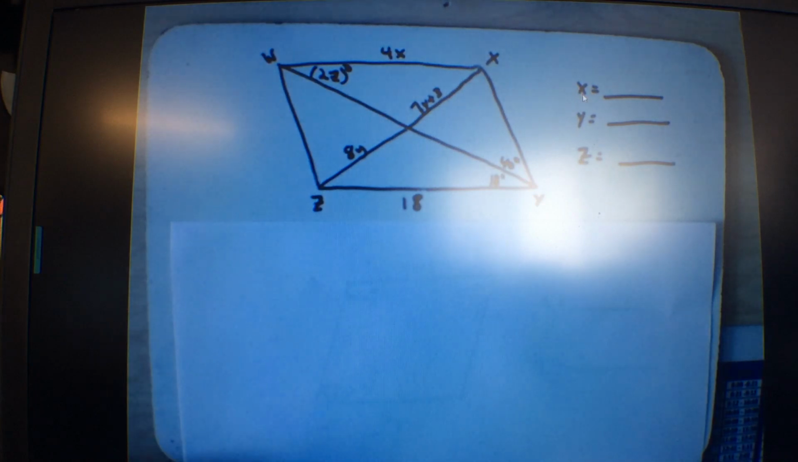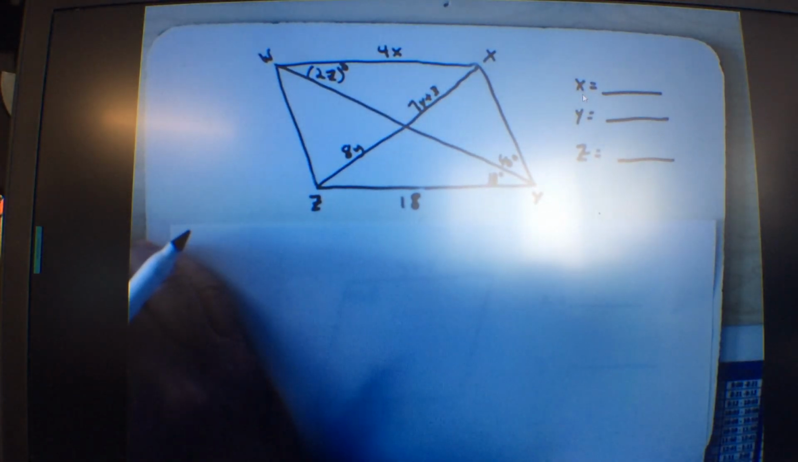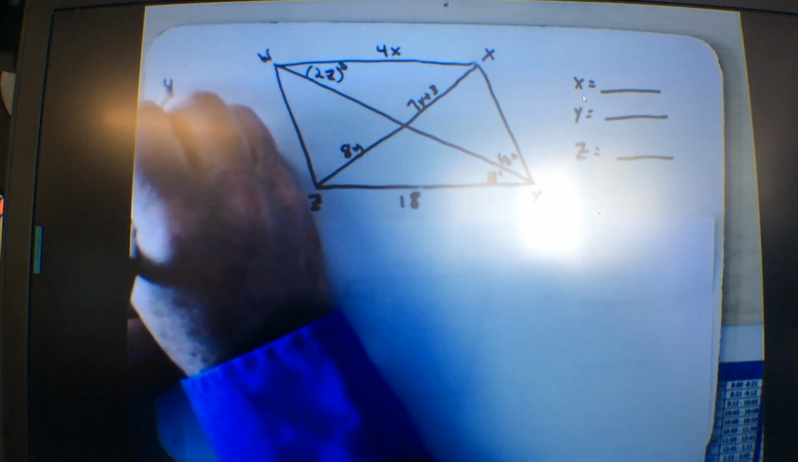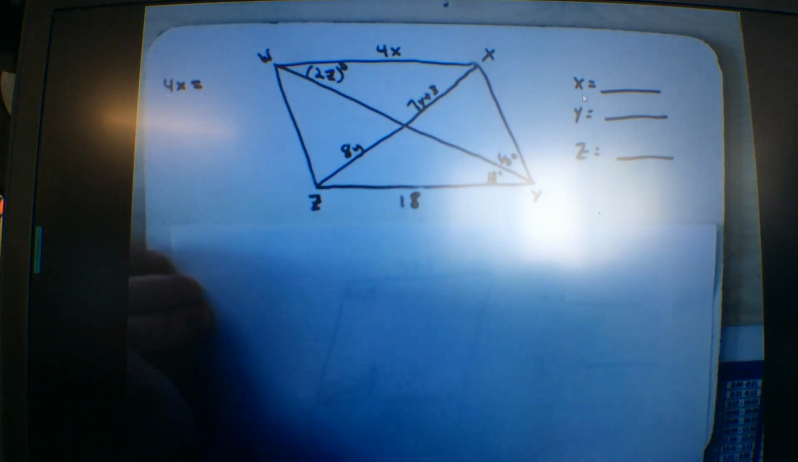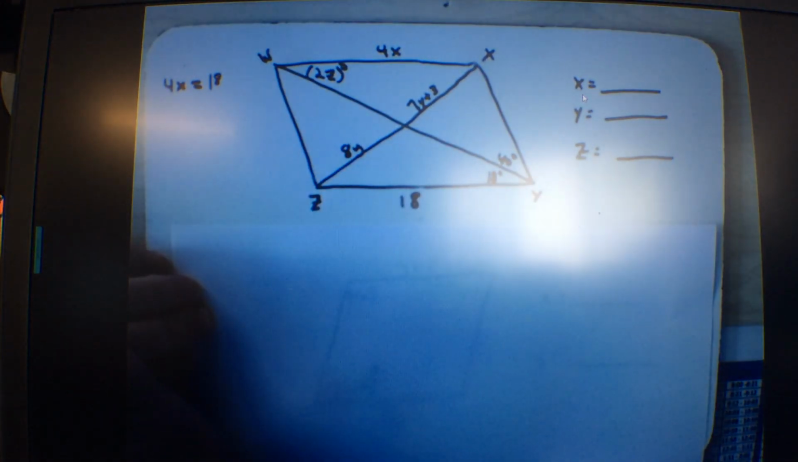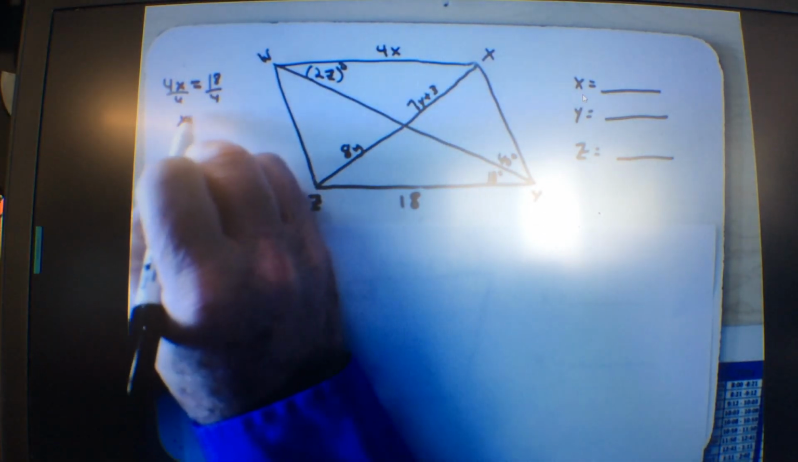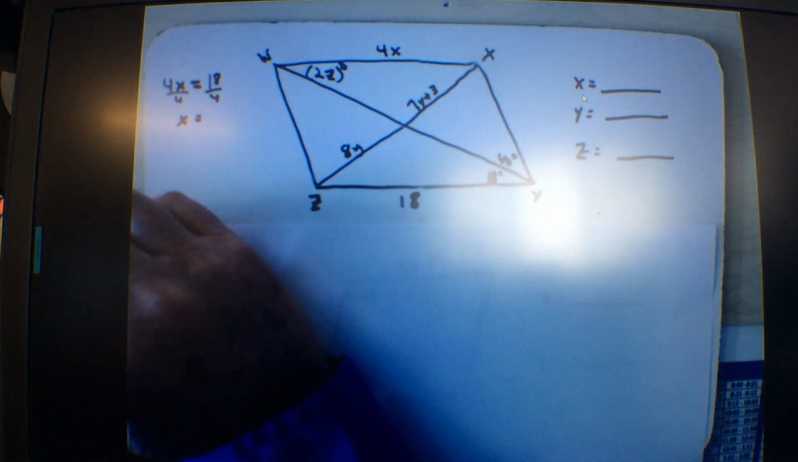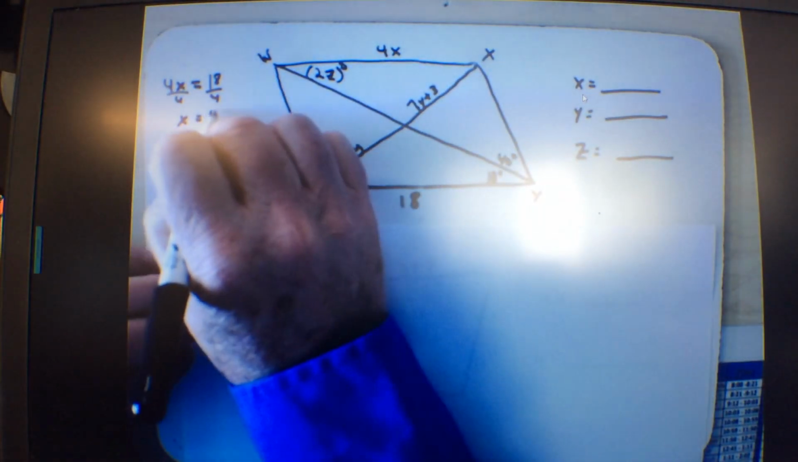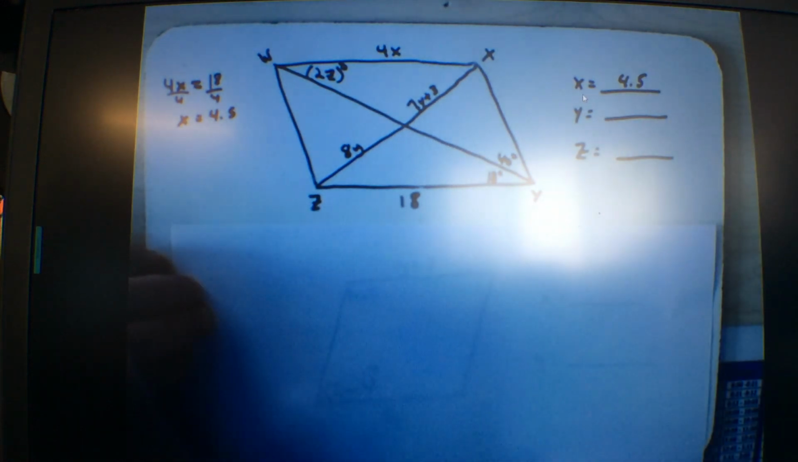Okay, so let's talk about how to find x. How do you find x? Connor? 4x equals what? 18. Because opposite sides, that theorem, opposite sides of a parallelogram are congruent. So if I divide both sides by 4, I get what? X equals what? 4.5. Okay? You okay with that, Dylan? Yep. All right.